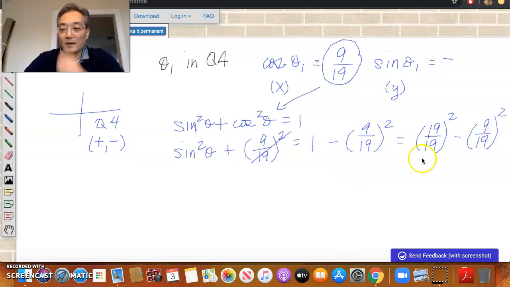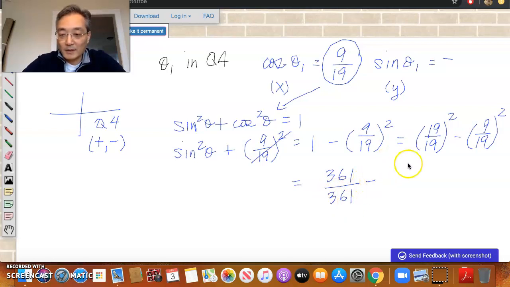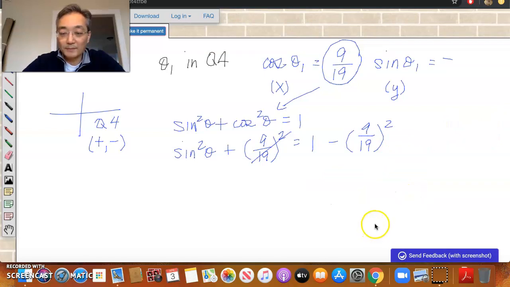Okay? So what I'm going to do is I'm not going to subtract the denominators. I'm just going to evaluate the numerators. So here it's going to be 19 squared. So 19 squared is 361. It's 361, correct? Well, okay, let's make it easy. So 361 minus 9 squared is 81 over 361, like that, right?